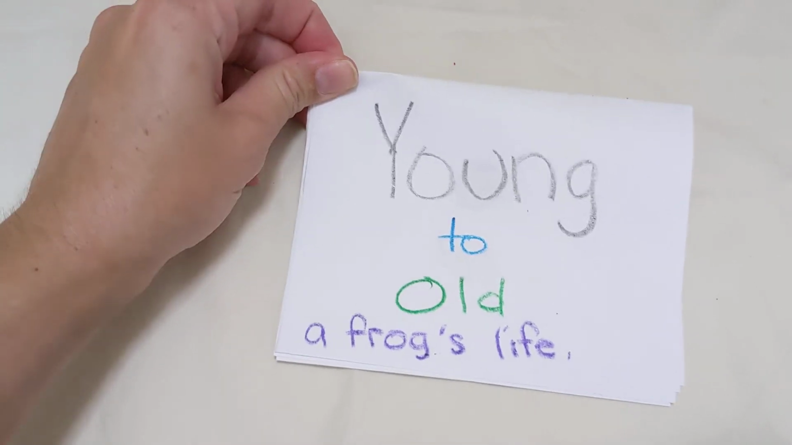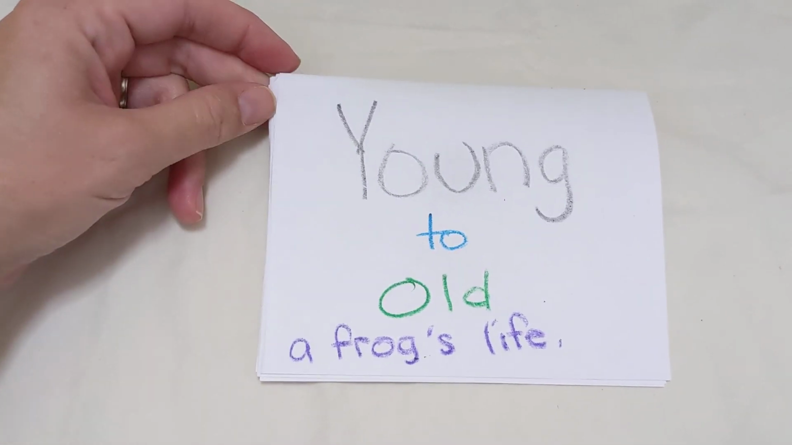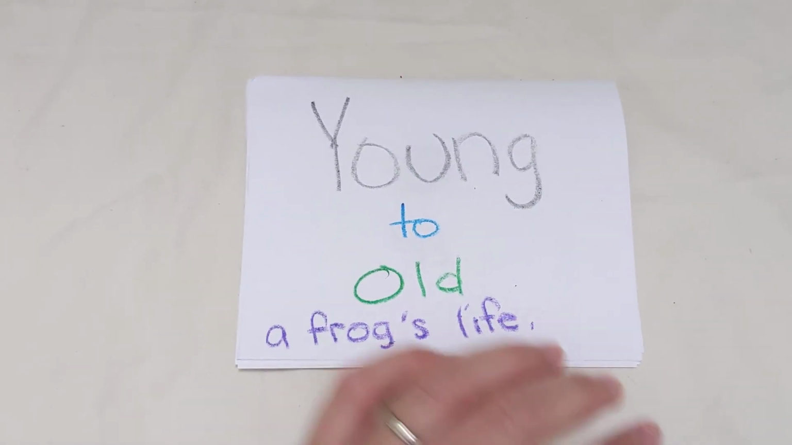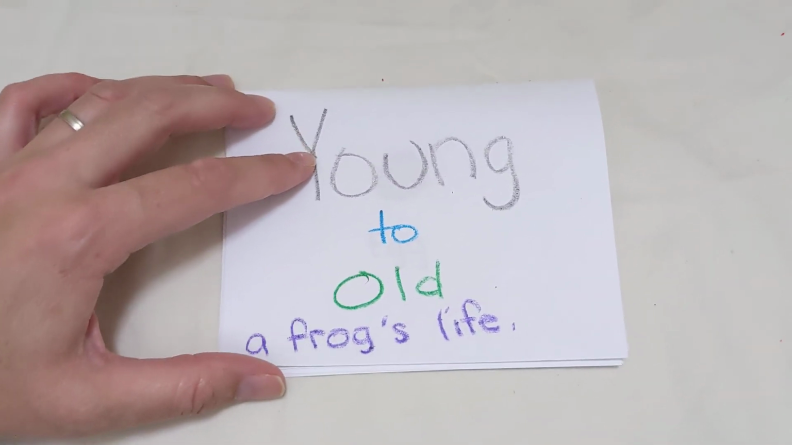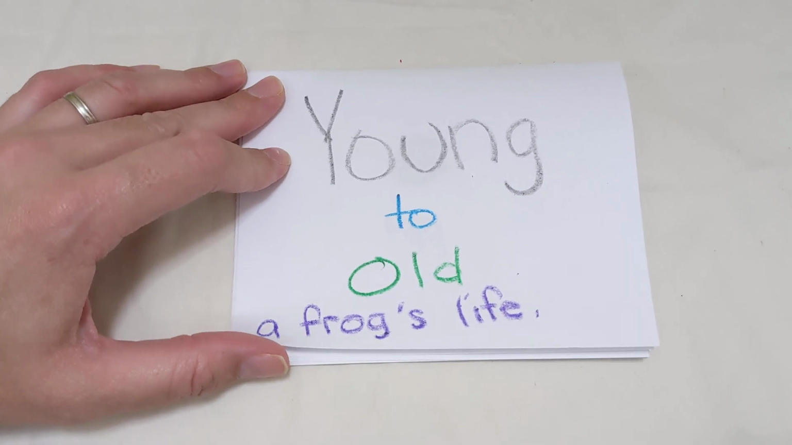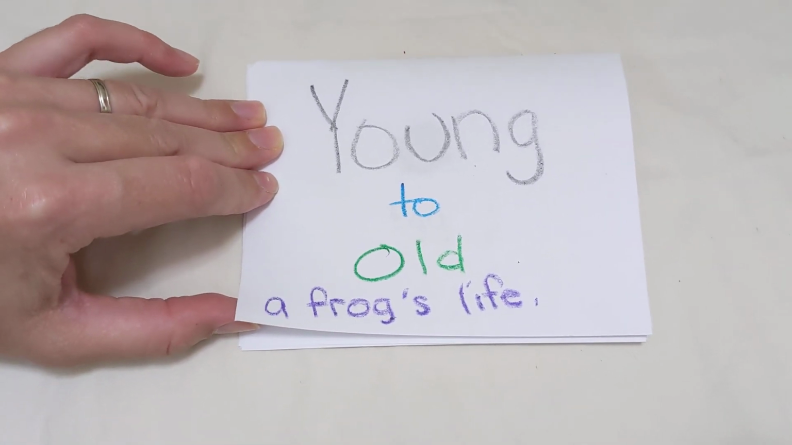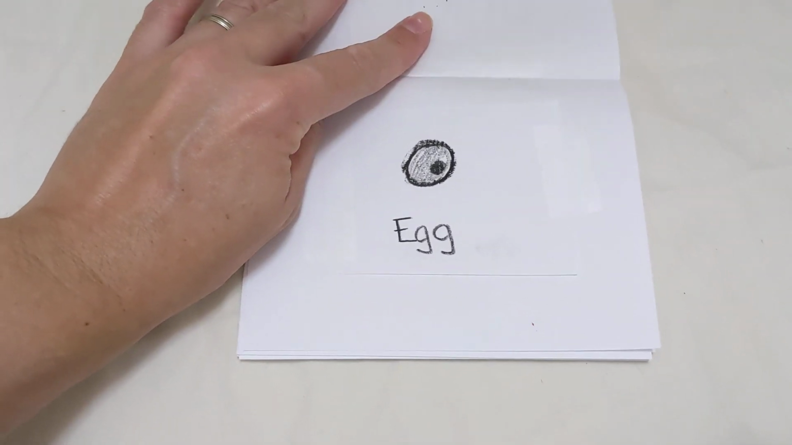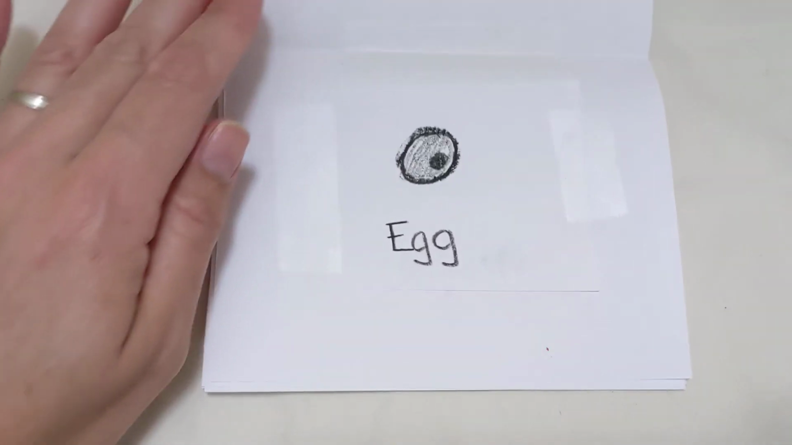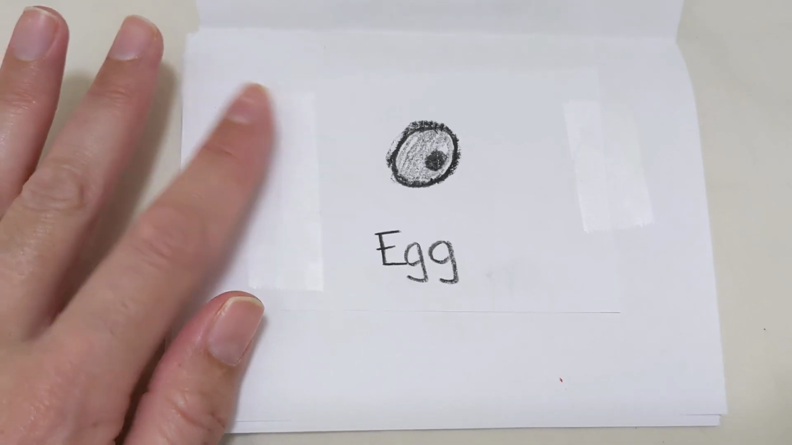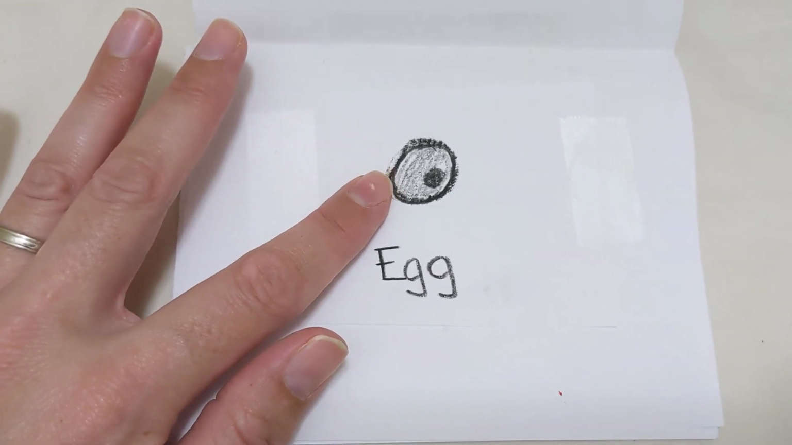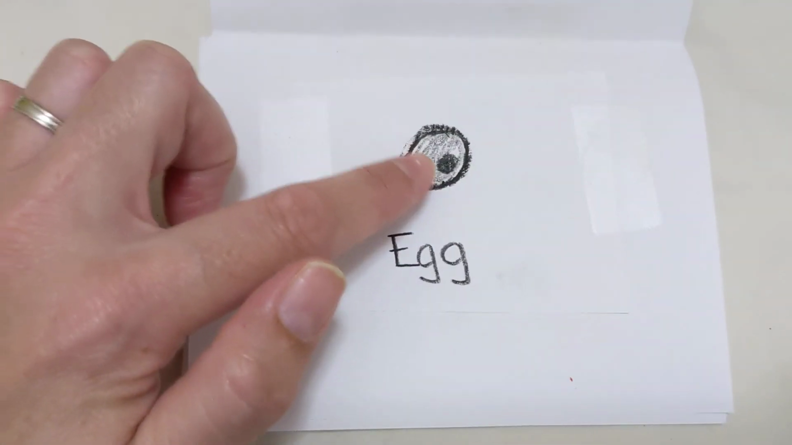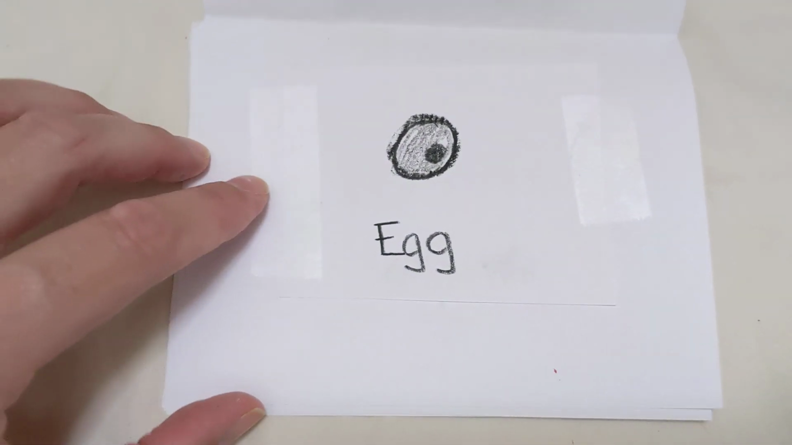Next, we'll read the story, Young to Old, A Frog's Life. Now, I made this little story, and I bet you can make this little story yourself. Let me show you how easy it is. Are you ready for the first page? This is a picture of an egg. This is what a frog's egg looks like. It's a circle with a dot in the middle of it.